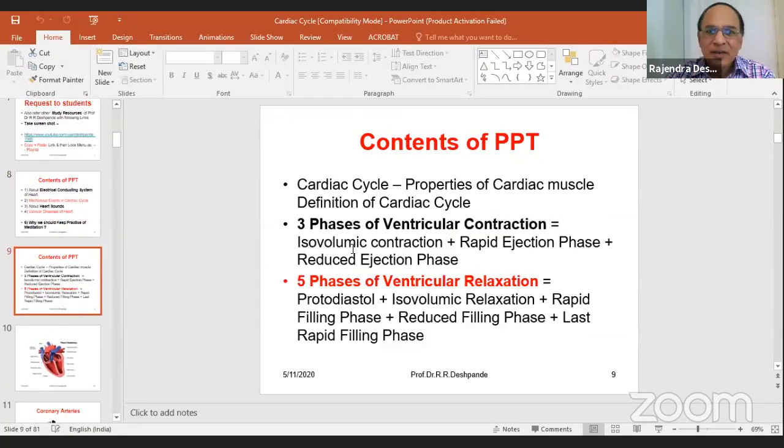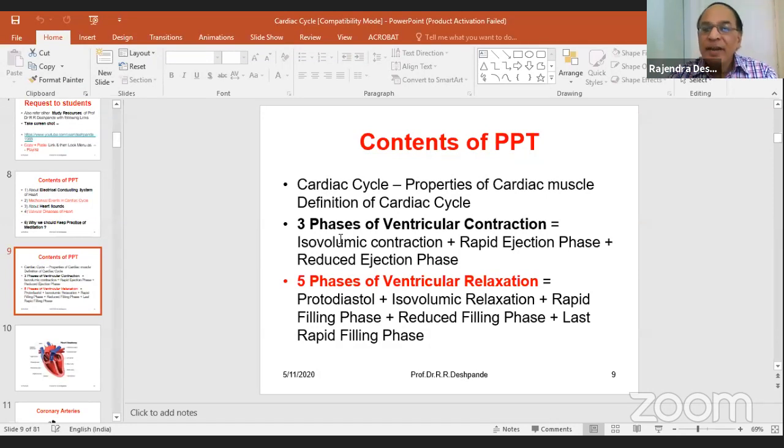Next, cardiac cycle. Contents of this PPT: properties of the cardiac muscle, definition. You will definitely be asked, what is the definition of cardiac cycle? 3 phases of ventricular contraction, only names you must remember. Every time you can take a snapshot by your mobile or print screen option, so you can have this information on this slide automatically in your mobile.